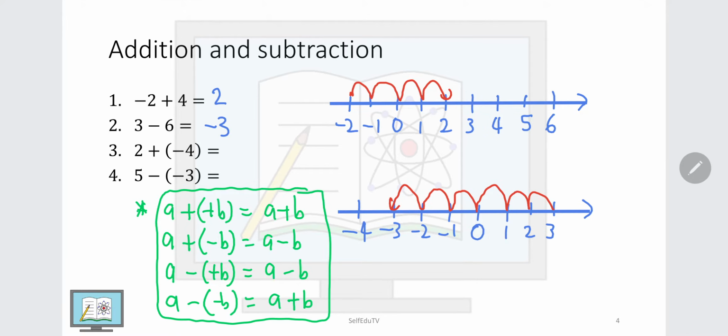So 2 plus -4 will become 2 minus 4. So it's -2. 5 minus -3 will become 5 plus 3. So it will be +8. Usually we drop the positive sign, so by writing 8, we know that it's +8.